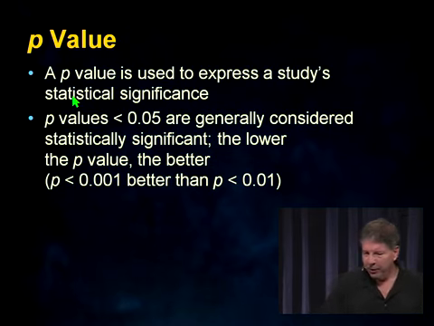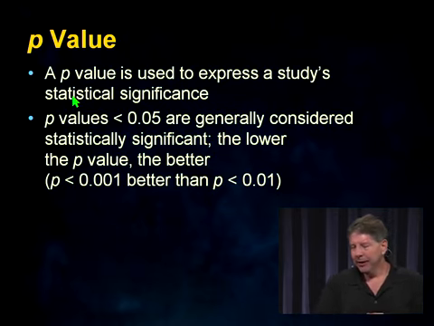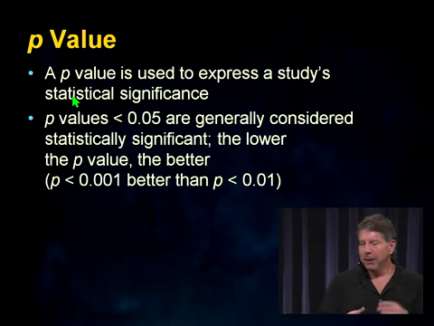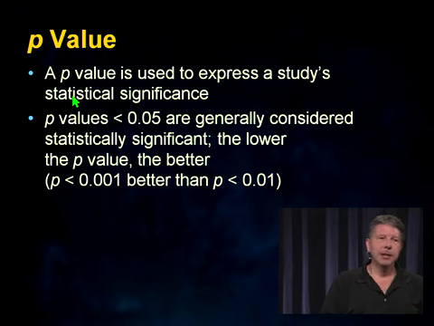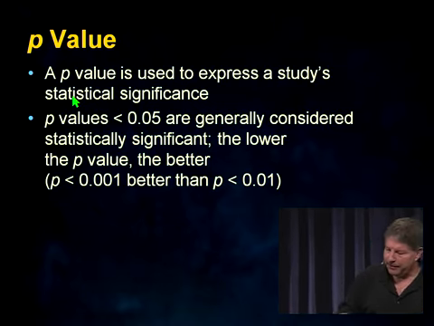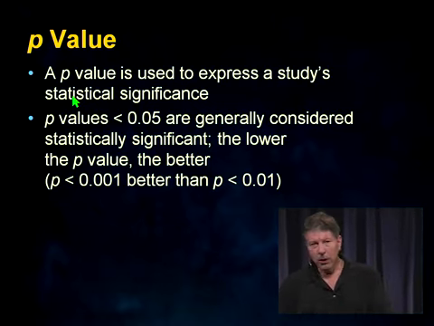All right, let's talk very briefly about p-value. A p-value is what you want to look for in a study to see if it is statistically significant or not. So a p-value less than 0.05 is usually what you look for. If it's bigger than 0.05, then you're going to say it's not statistically significant. The lower, the better.